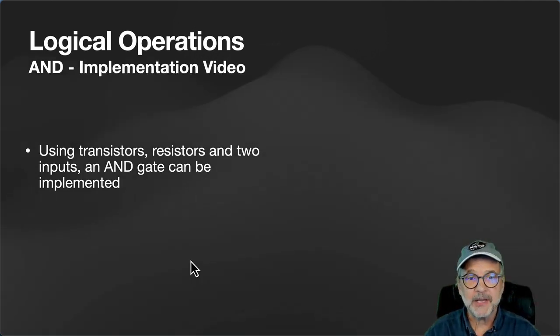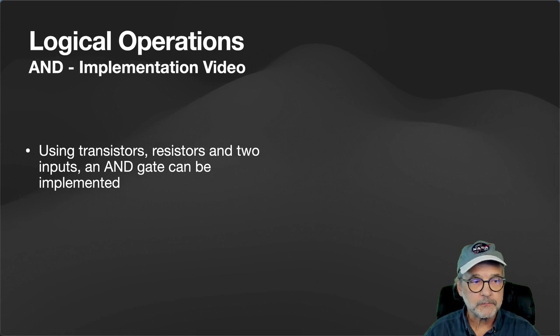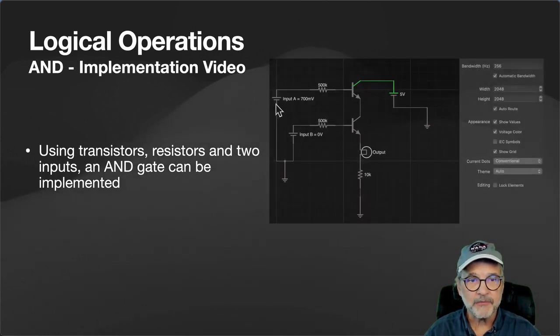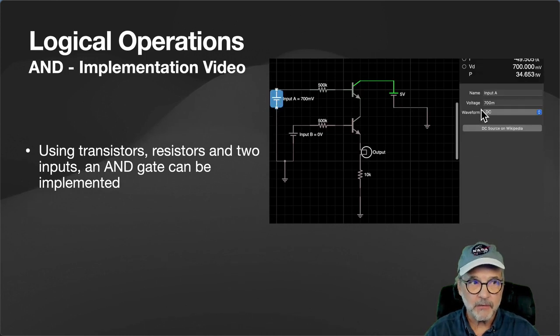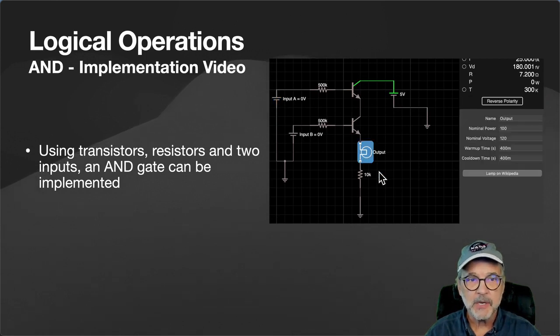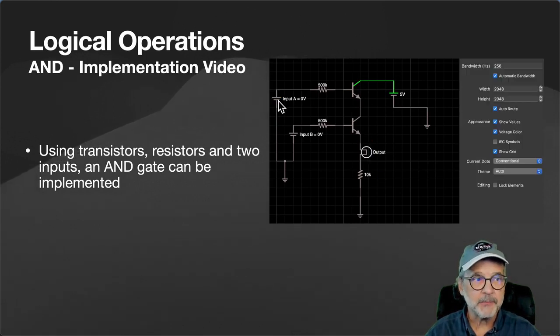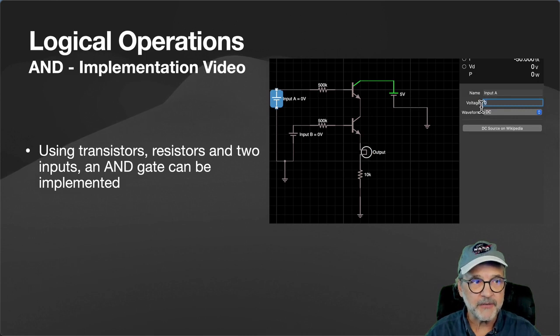Now let's take a look at a demonstration of an AND gate in operation. So the way that this AND gate works is that as I change the inputs, so right now the first input is 0. Notice that the output is blank. There's nothing coming out. So I'm going to go ahead and put 700 millivolts into that first input.